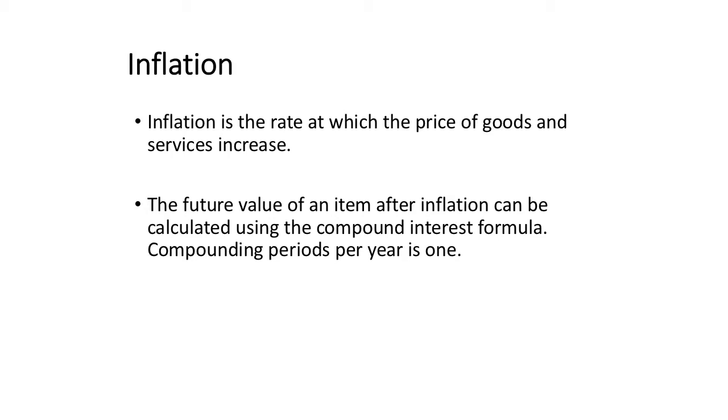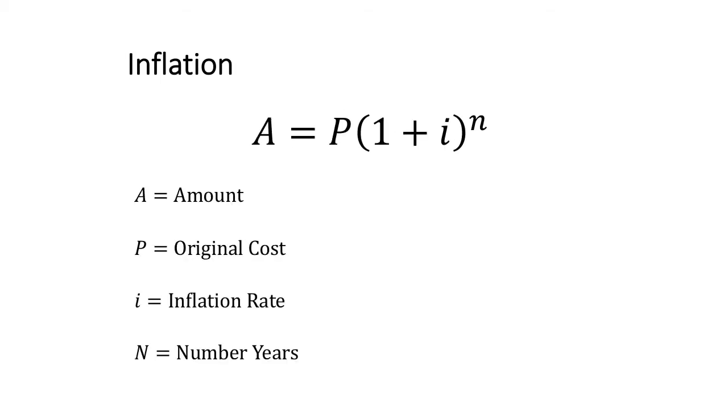So let's have a look at how we can apply the compound interest formula to be able to calculate inflation. So the formula is going to be A equals P(1 + I)^N. So A is going to be the amount or the inflated amount after a period of time. P is going to be the original cost of the item. I is the annual inflation rate, and N is going to be the number of years we are trying to calculate the inflation for.